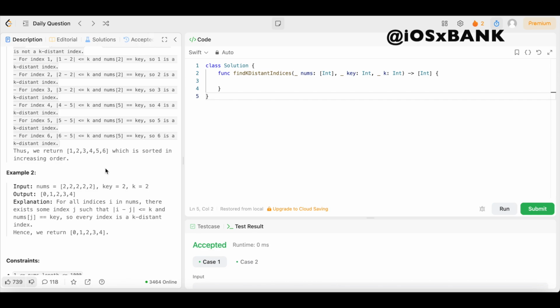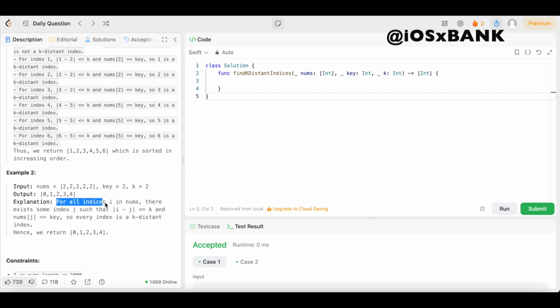Example 2 is a little bit different just because all of the elements are the same, and they're all equal to the key, and they're all equal to k. So in example 2, the output is all of the elements, index 0, 1, 2, 3, and 4, right? So that's why our output is 0, 1, 2, 3, and 4.